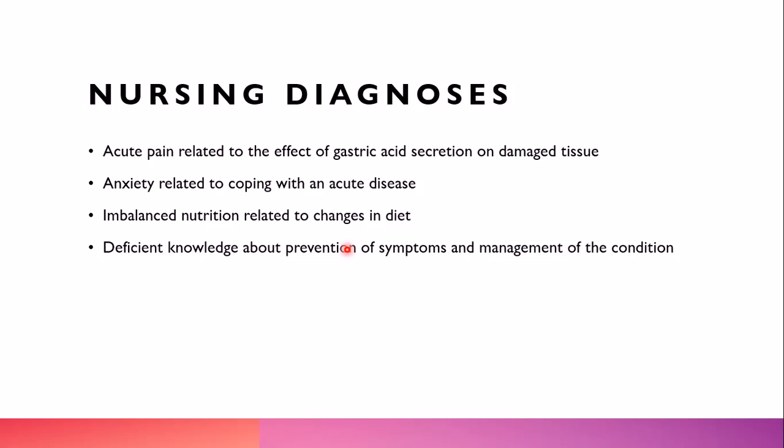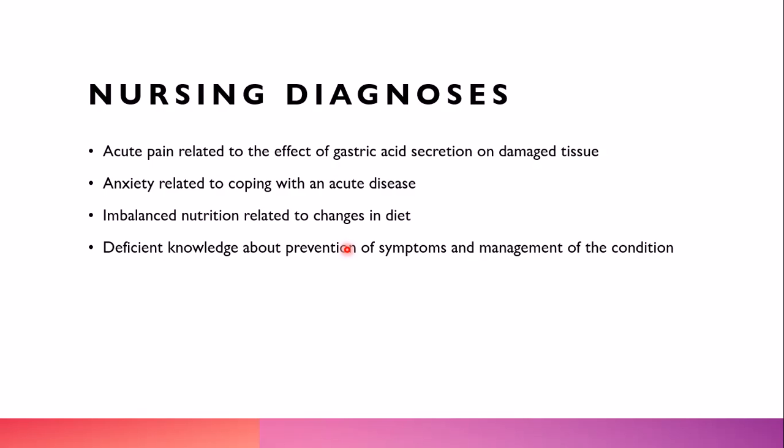Then moving on to nursing diagnosis. The nursing diagnosis is acute pain related to the effect of gastric acid secretion on damaged tissue. So here the pain will happen because of the HCl acid which is damaging the tissue. So here we'll write it the same way. Then anxiety related to coping with an acute disease. This is something which will make a person very anxious, very worried.